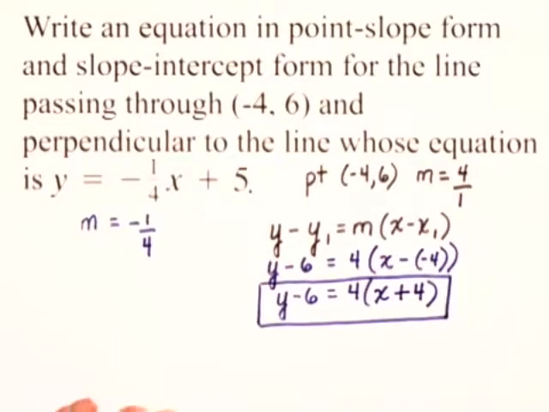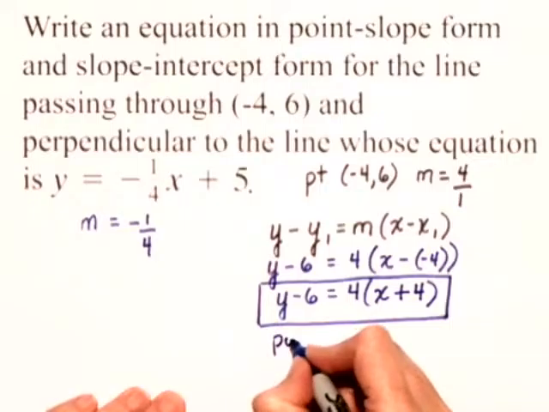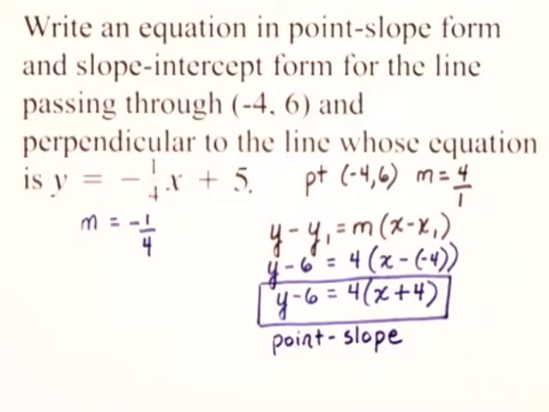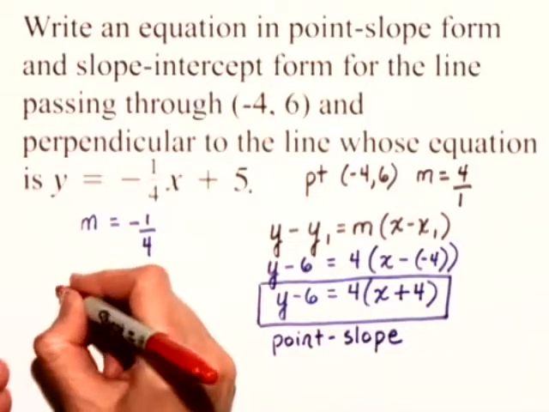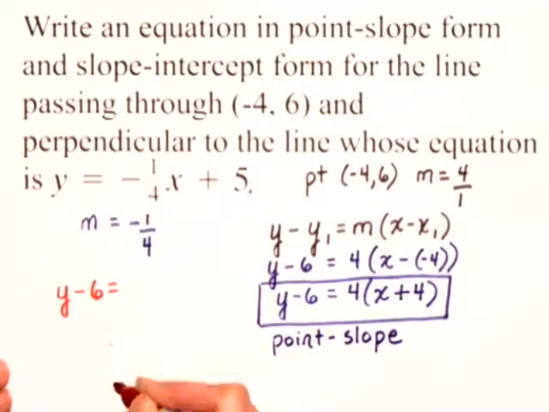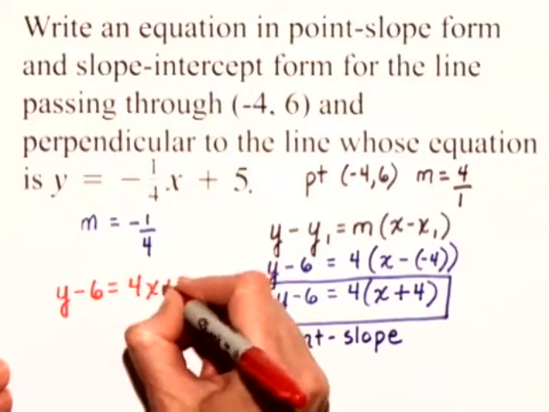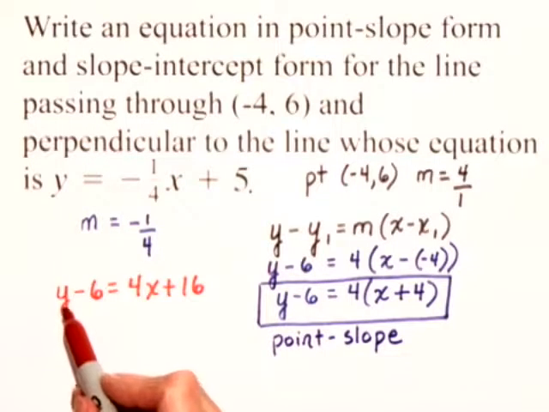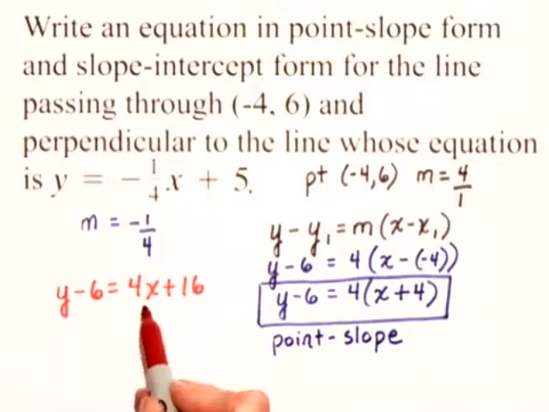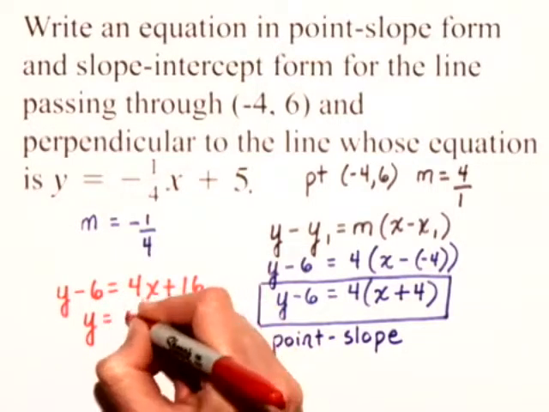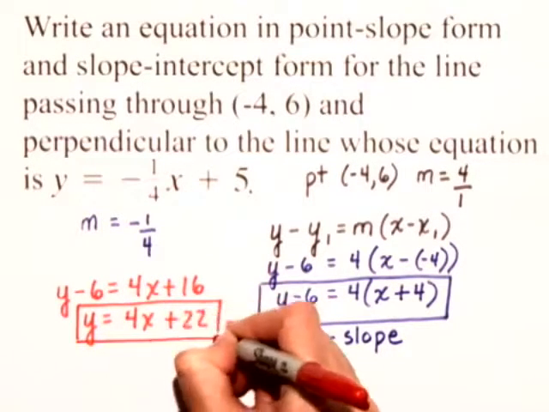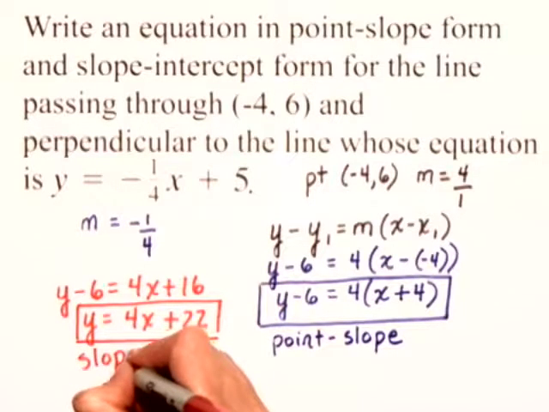But we were also asked to write it in slope-intercept form. So this is our point-slope form. And in order to write it in slope-intercept form, I'll do that right over here in red. We'll just start right where we left off, and we'll distribute the 4 through on the right-hand side. And we'll have y minus 6 is equal to 4x plus 16. And remember, anytime we're looking for the slope-intercept form, we want to solve for y and isolate y on one side of the equation. So we'll add 6 to both sides, and we'll get y equals 4x plus 22. This is the equation of the line we're looking for in slope-intercept form.